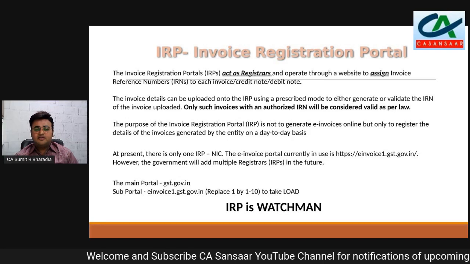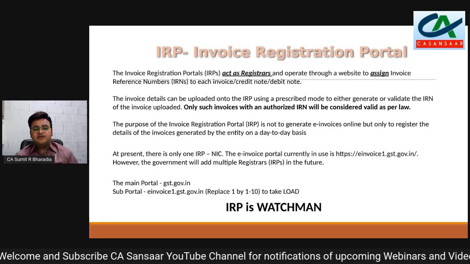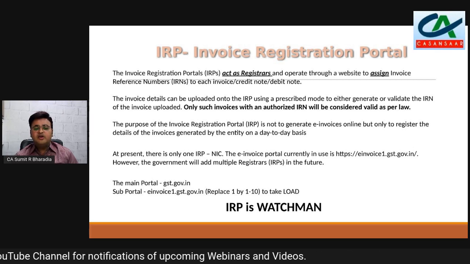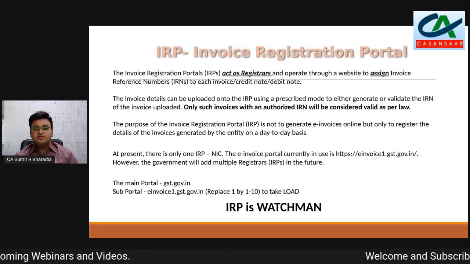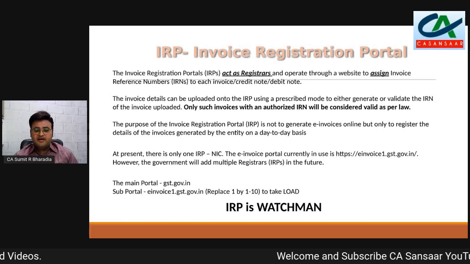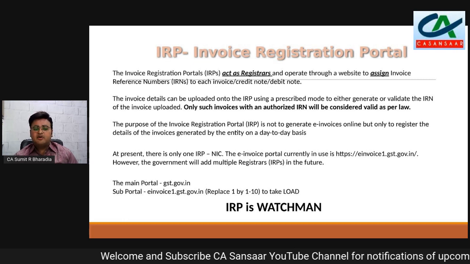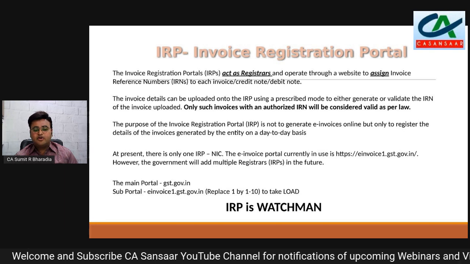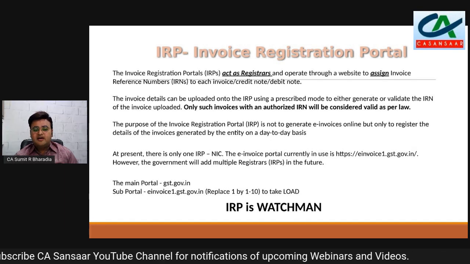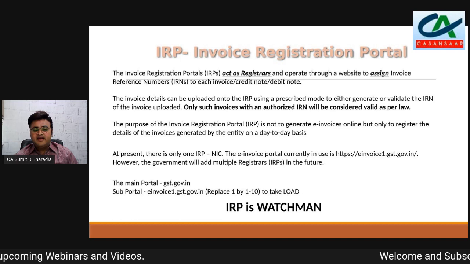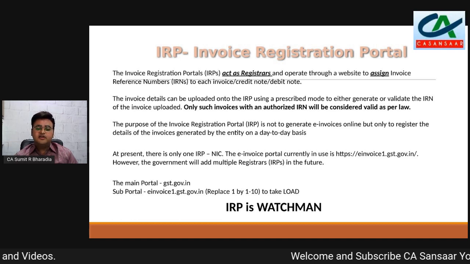Invoice registration portal. This acts as a registrar between the supplier and the GSTN. This basically only allocates the IRN number and assigns the QR code. This is only a registration portal. It does not generate anything on its own. The data which the supplier provides to the invoice registration portal is processed, and a QR code and IRN are generated via this. Basically, the IRP is a watchman. That is, it only sees the data which flows and it gives the data back.